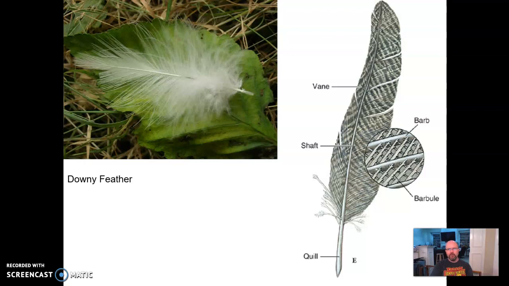And you can see that there are barbs, little pieces that stick out from the shaft of the feather, and then barbules are the pieces that stick out between them, and they all kind of zip together and interlock to make a fairly rigid surface on the feather.